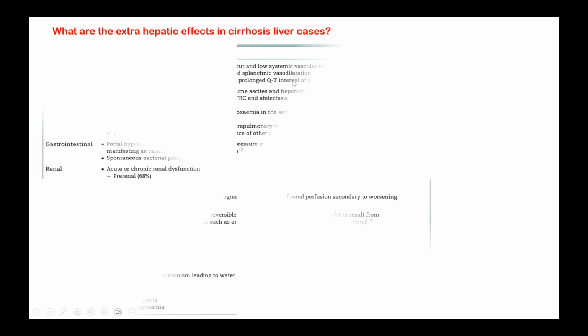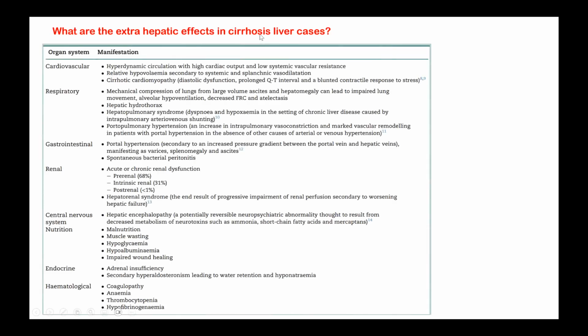What you have to remember is the extrahepatic effects of cirrhosis in the liver. This will be useful to you even in your Viva exam also. So you classify them according to the system: the cardiovascular changes, respiratory, gastrointestinal, renal, CNS, endocrine, and hematological. So these are all the things which you all commonly know.